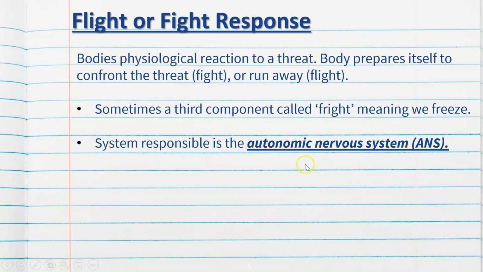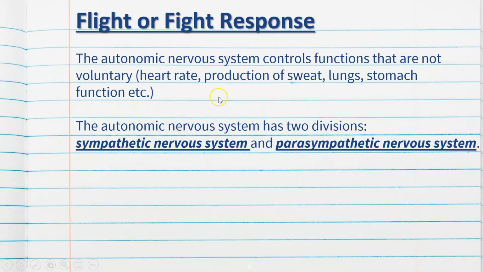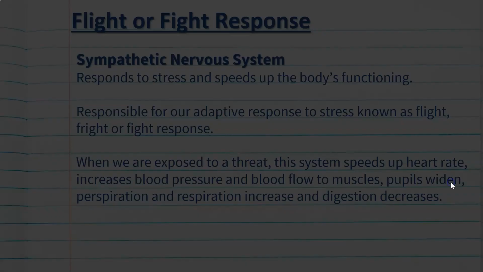The system responsible for this is called the autonomic nervous system, or the ANS. Our autonomic nervous system controls functions that are not voluntary, again things like heart rate, production of sweat, breathing in our lungs, stomach functions, etc. The autonomic nervous system has two divisions, or two sections, in other words: our sympathetic nervous system and parasympathetic nervous system.